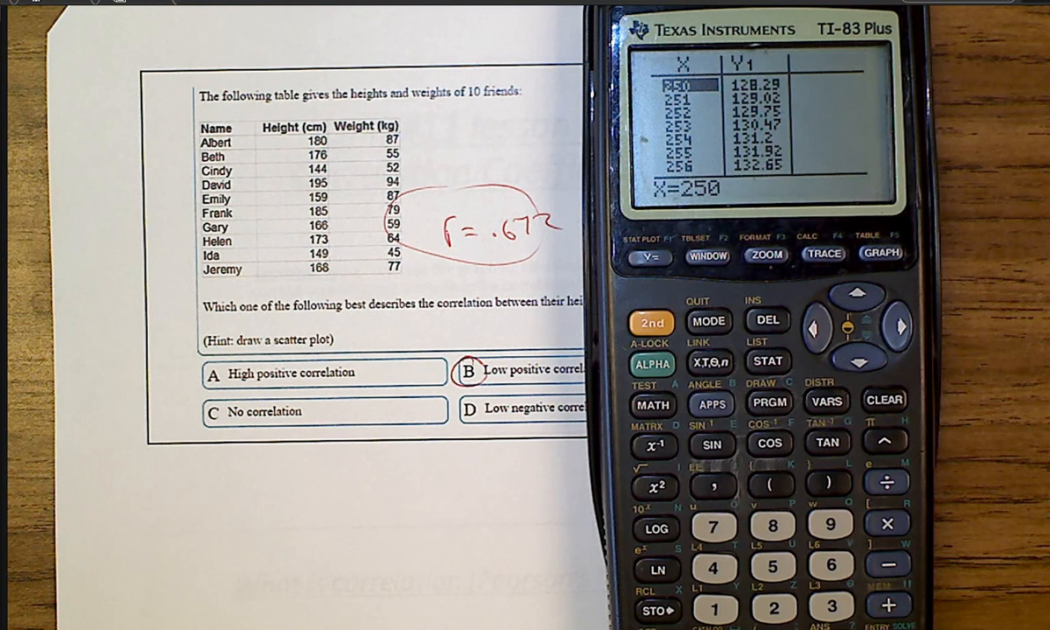So just some basics on correlation coefficient. You're going to have to be able to calculate with your graphing calculator and be able to tell whether it's low or high or no correlation, either positive or negative.